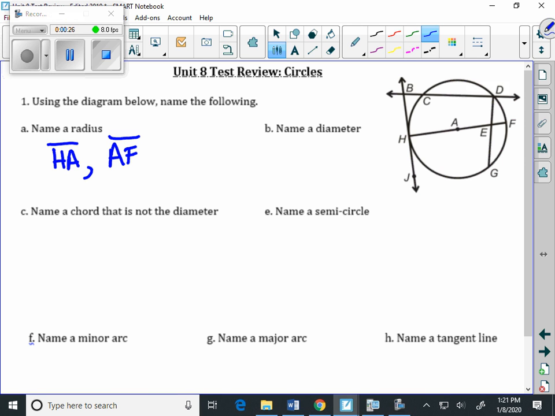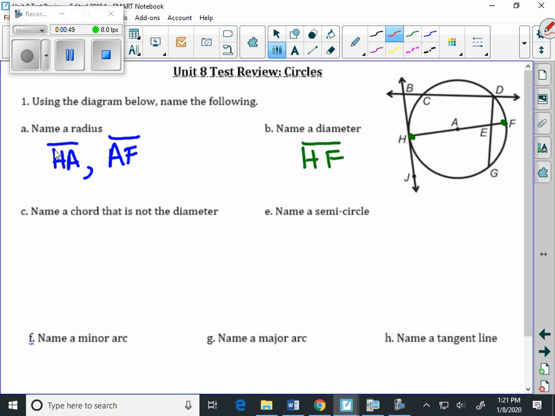Name a diameter. Well, diameter, remember, has to go through the center and has endpoints on the circle. So the center of the circle is A, so our diameter is HF. Notice that I'm naming the endpoints on the circle.